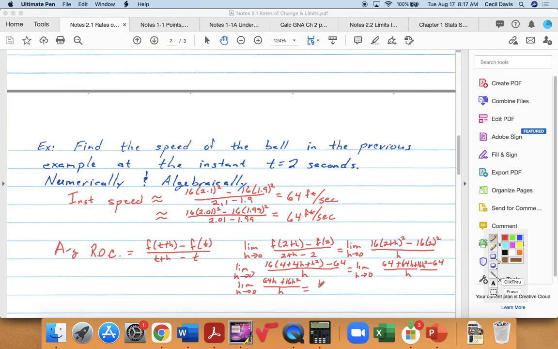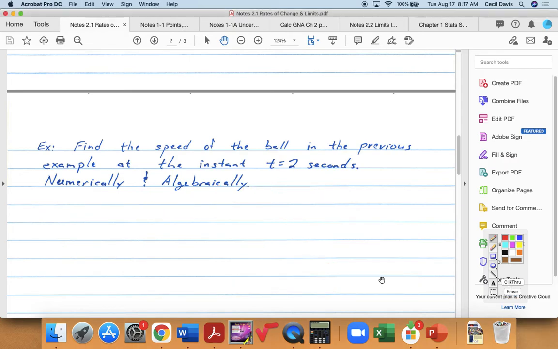So this is equal to the limit as h goes to 0 of 64 plus 16h. Oh, and isn't that nice? We can just substitute in 0, and that's 64 feet per second. It's a little bit of algebraic maneuvering, and bingo, this pops out. All right, let's move on.